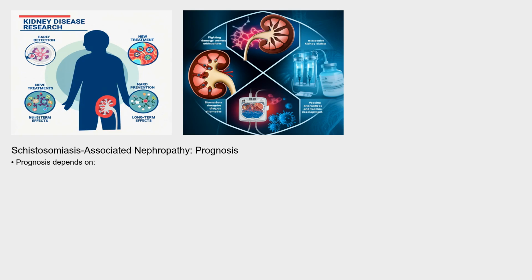Recent research has focused on identifying biomarkers for early detection of kidney damage and schistosomiasis, as well as exploring novel therapeutic targets for reducing inflammation and immune complex deposition in the kidneys. Studies are also underway to evaluate the long-term effects of praziquantel treatment on kidney function and to develop more effective strategies for preventing schistosomiasis transmission in endemic areas.